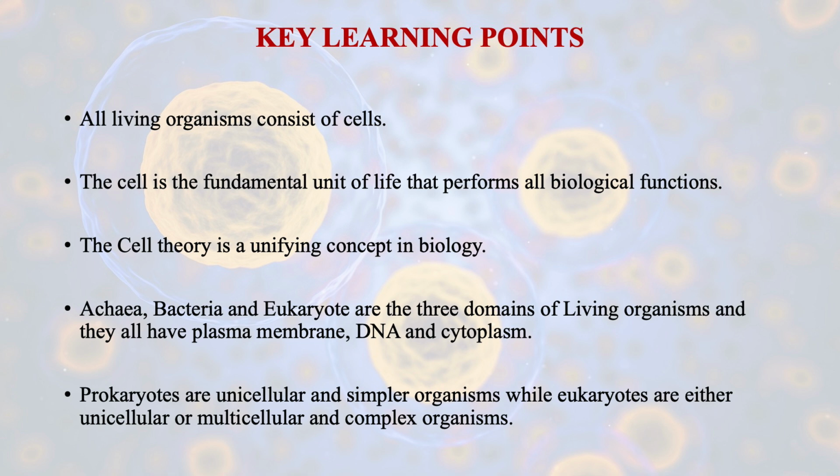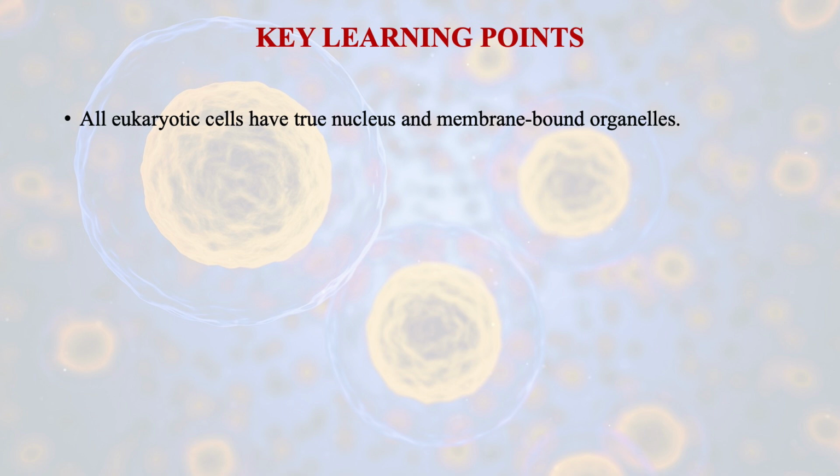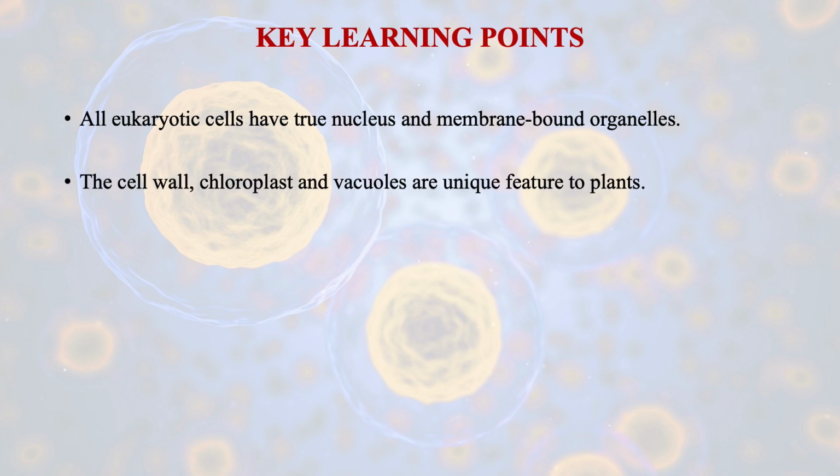organisms. So all eukaryotic cells have a true nucleus and membrane organelles, and the cell wall, chloroplast, and vacuoles are unique features of plants. So these three components, cell wall, chloroplast, and vacuoles, are not present in animal cells, but a few vacuoles can also be present in animal cells. But the plant cell has a large vacuole to store nutrients.